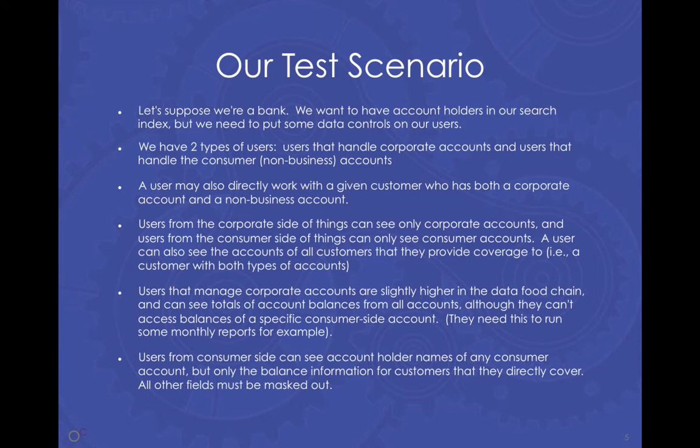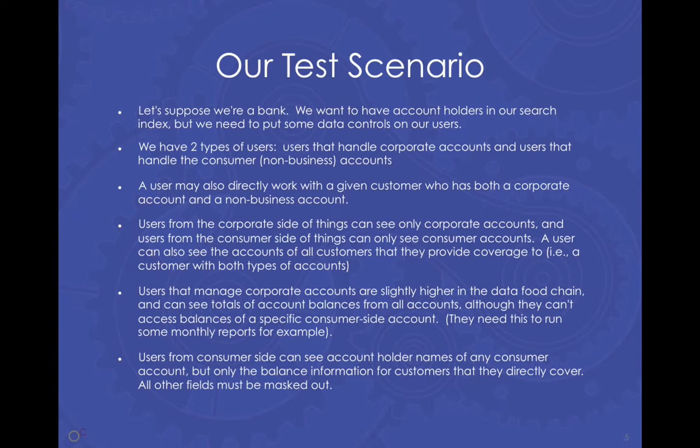However, in the data food chain, corporate account users are higher up and can see all the accounts, but they still can't see all the information for an account. You can only see the information of accounts that you directly cover. So all other accounts that you see, you might be able to see just their names, but not their balance information.